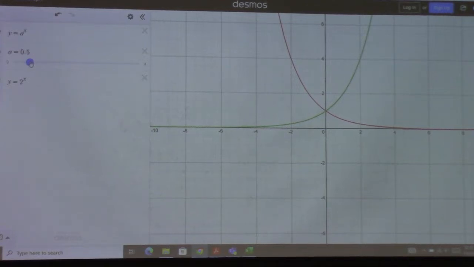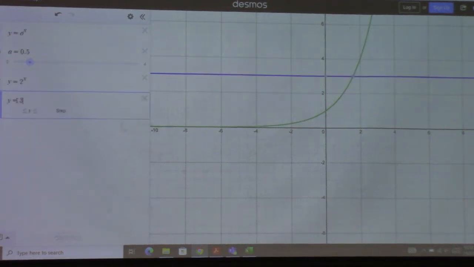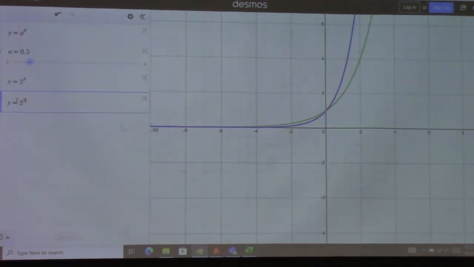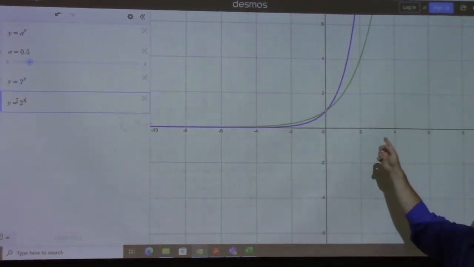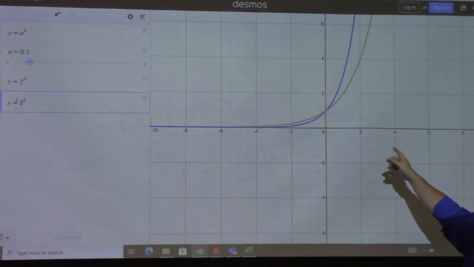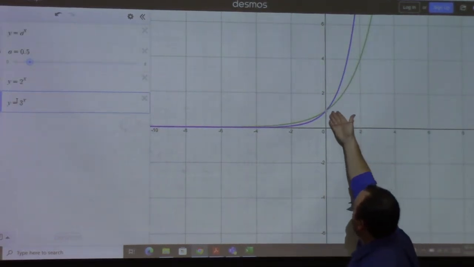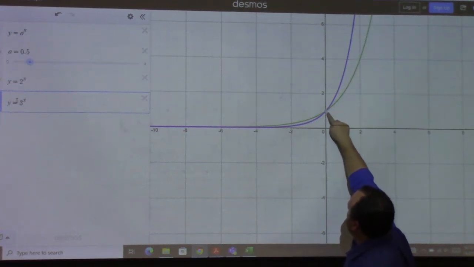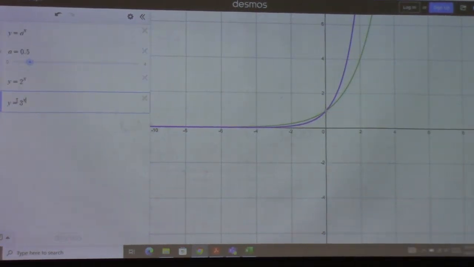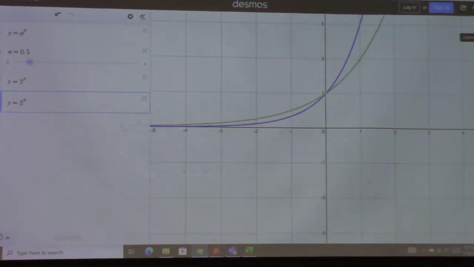Let me look at a couple things here. I'm going to turn this one off. Let's look at 2 to the x, and let's look at y equals 3 to the x. See that? So the 3 to the x is the blue one. The 2 to the x is the green one. All right? And if you want to, you could study the slope of the tangent line at the origin. Now, I know you guys don't know what a tangent line is because this isn't calculus and we haven't defined it, but some of you have had calculus in high school, right? Probably.